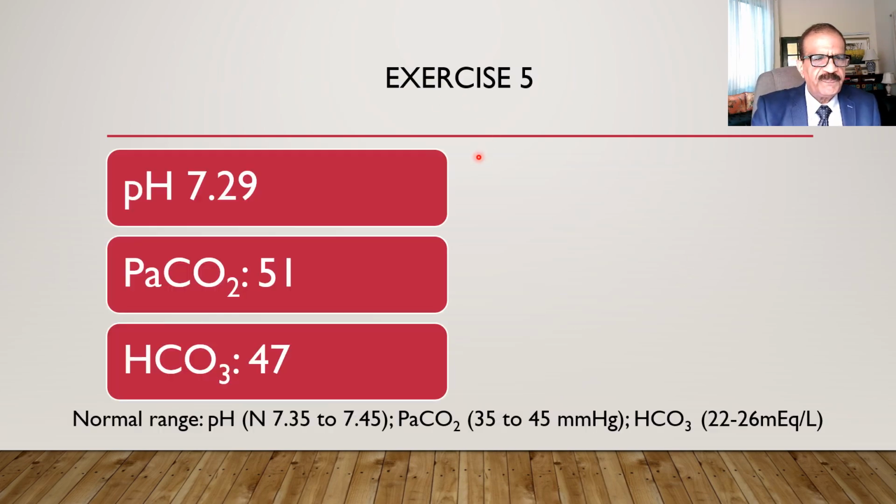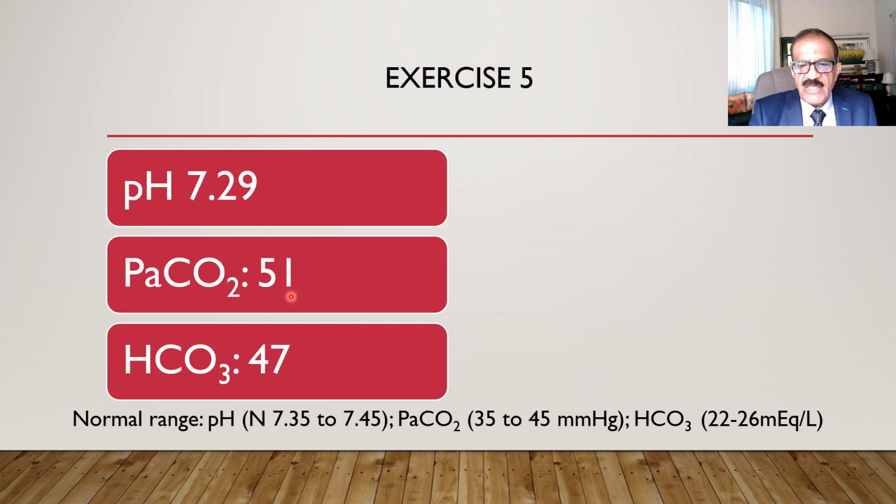Exercise number 5. Somebody has a pH of 7.29 and PaCO2 of 51 millimeters of mercury, and HCO3 is 47 millimoles per liter. What is the primary abnormality? Acidosis, right? And why acidosis? Because of increased carbon dioxide, because carbon dioxide is an acid. So this explains there is respiratory acidosis.